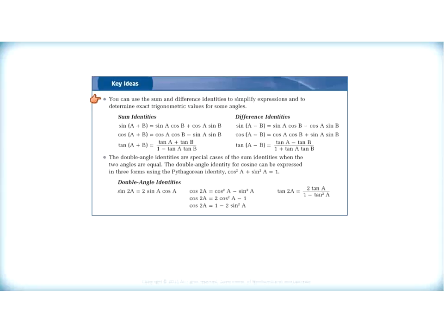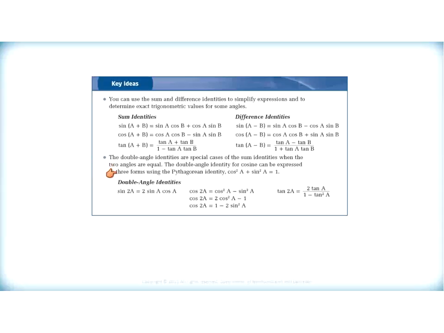Okay, key ideas again. You can use sum difference identities to simplify expressions and determine the exact trig values of some degrees. And again, there are your identities again. The sum difference identities are all going to be given to you. And of course, same thing with the double angle identities. The double angle identities are special cases of the sum identities when the two angles are equal.